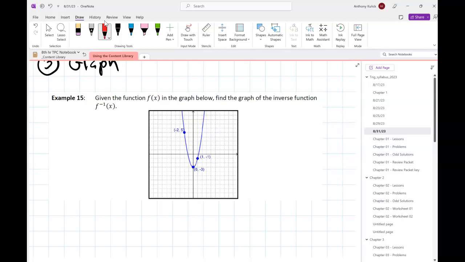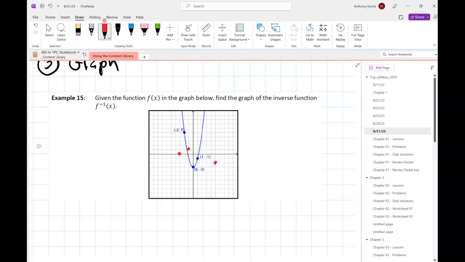Notice you're given 3 points here on the function. What would those 3 points become in the inverse? Kate? You'd flip the x and y coordinates, right? So instead of having 0, -3, we'd have -3, 0. Instead of 1, -1, we'd have -1, 1. Instead of having -2, 5, we'd have 5, -2.